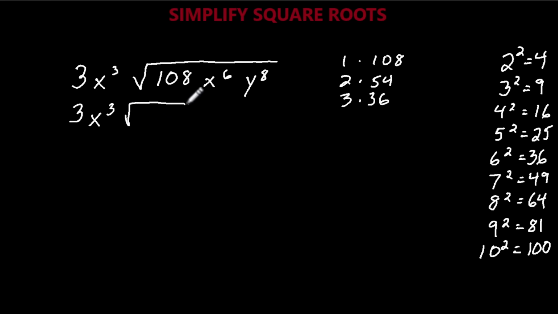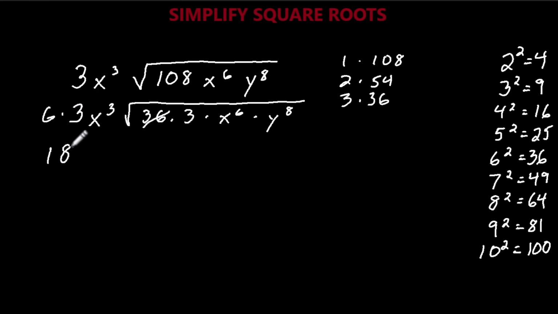So when I expand what's underneath, I'm going to have 36 times 3 times x6 and y8. Now, when I do this, I'm going to bring the 36, the 6 comes out. This would become an 18, because it would be 6 times 3, so it's 18x. And when I bring this out, what I do is I divide the exponent by 2, because every 2 is going to be one perfect square that I can take out. And when I do that, x to the 3rd comes out.